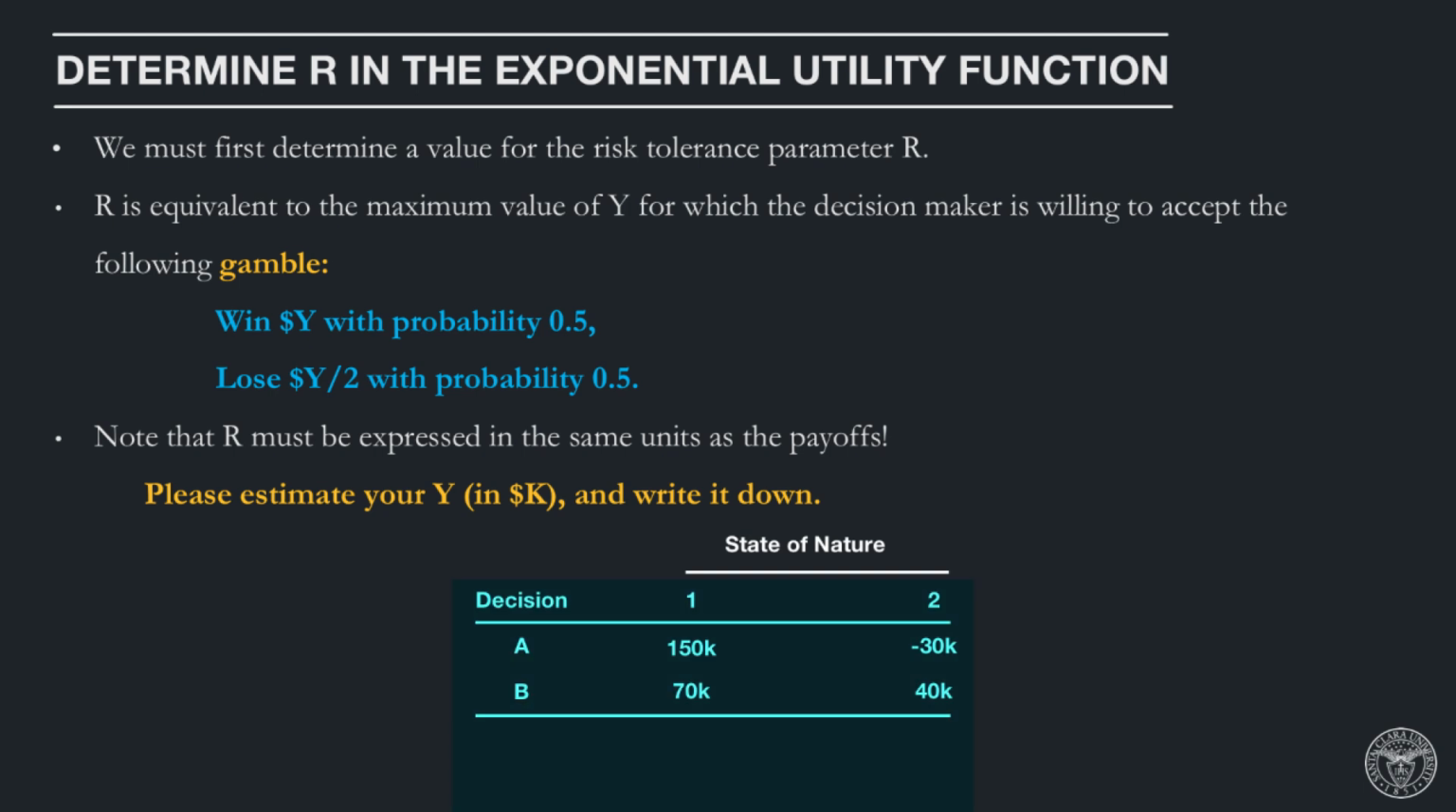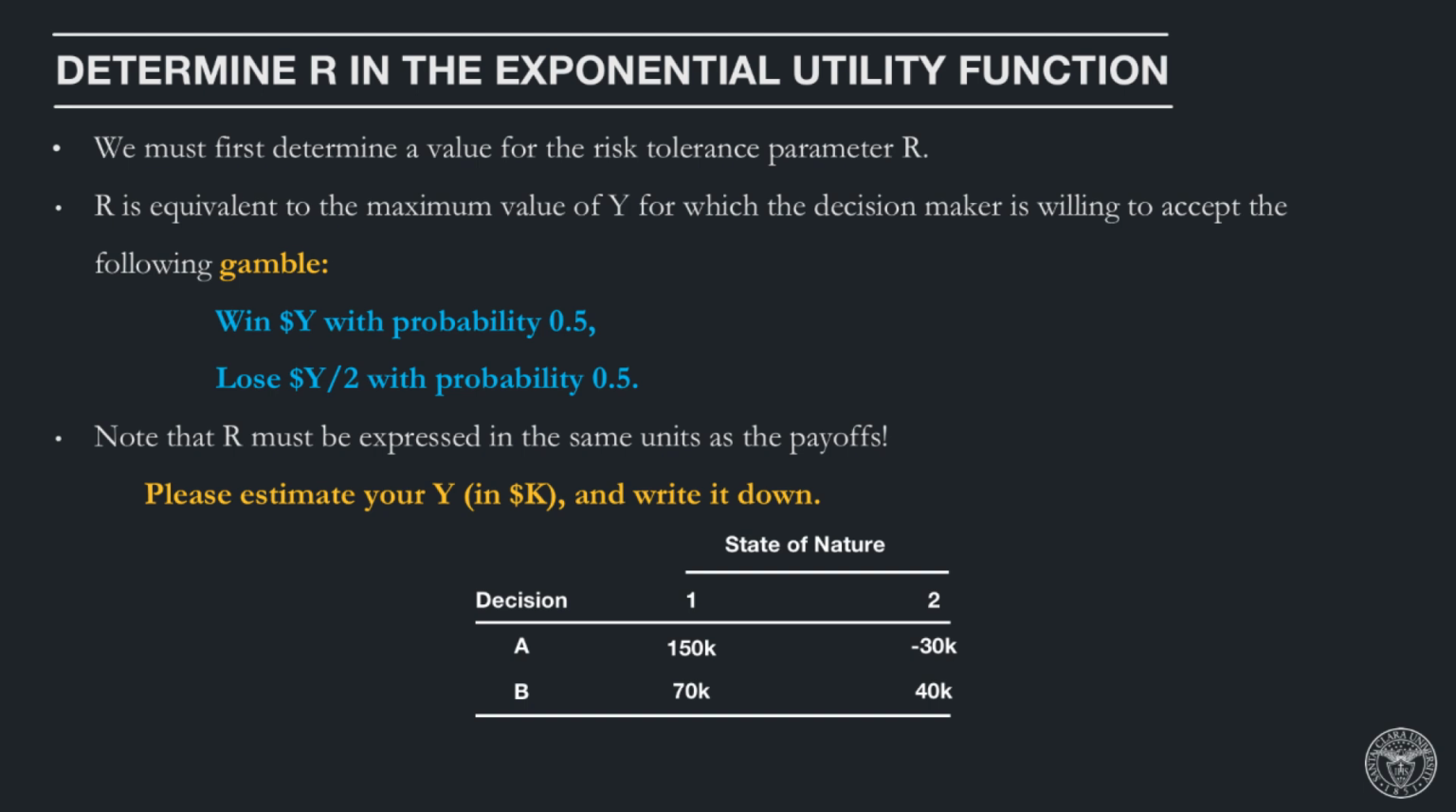In this game, we are going to suppose we are in the case of the following with two decisions, A and B, in the states of nature 1 and 2, and we have a chance to have 150,000 if we use decision A in state of nature 1, and so on. And we are going to have two choices. The first choice is we are going to win Y with probability of 0.5, or we are going to lose half of the Y with probability 0.5.